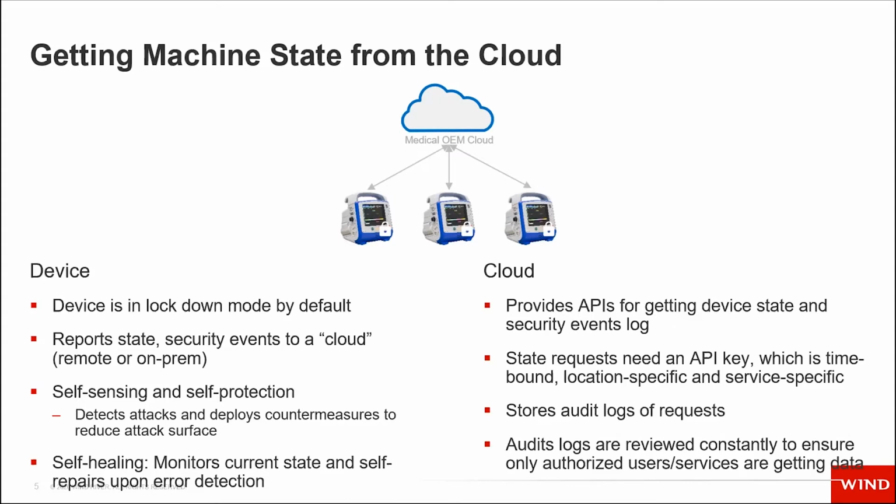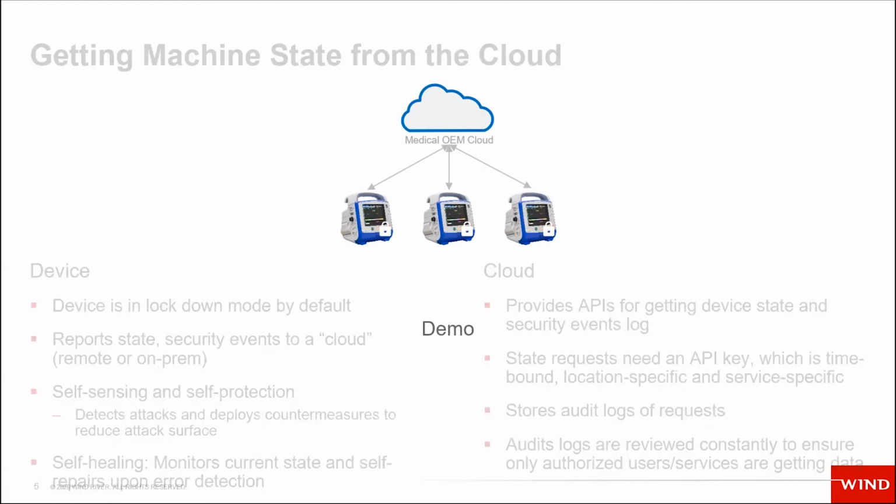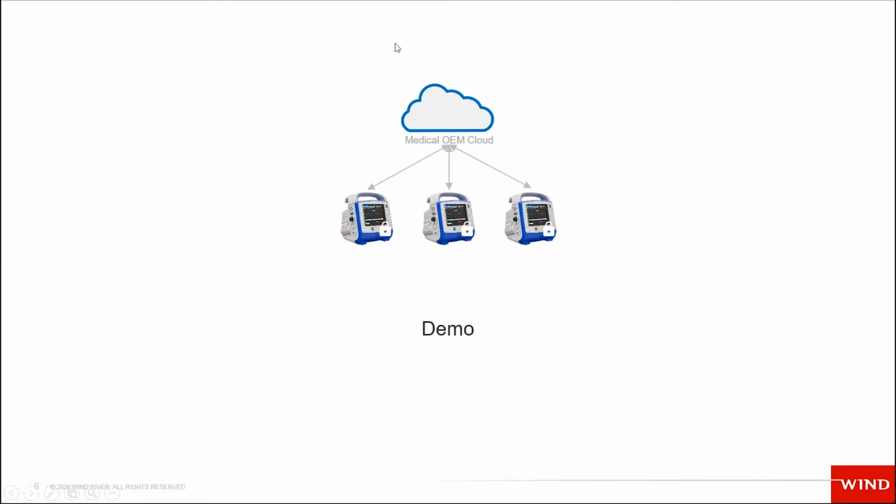And every time someone uses that API key to get a state, the audit log of that request can be saved. And that audit log can once again periodically be reviewed to make sure that no one's abusing that API, right? That the API has not gotten out of hand or the wrong person hasn't gotten it. So once again, we have advantages both on the device side and on the cloud side. So let's look at a quick demo of this now.